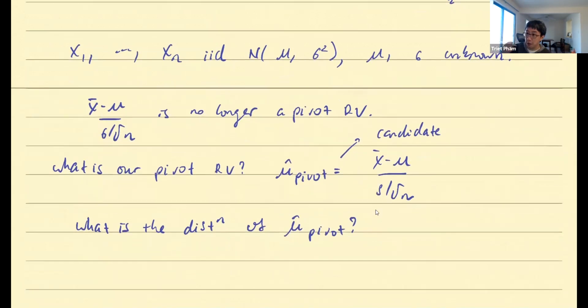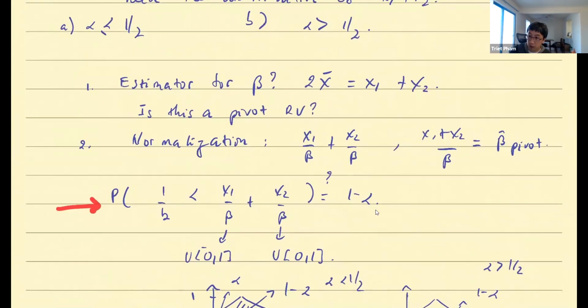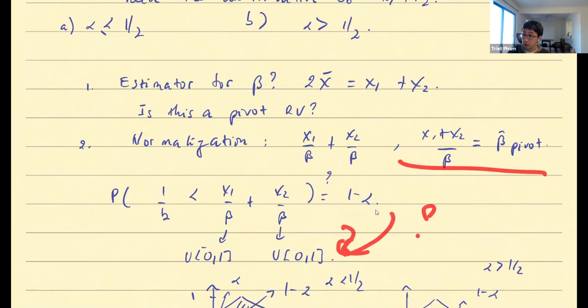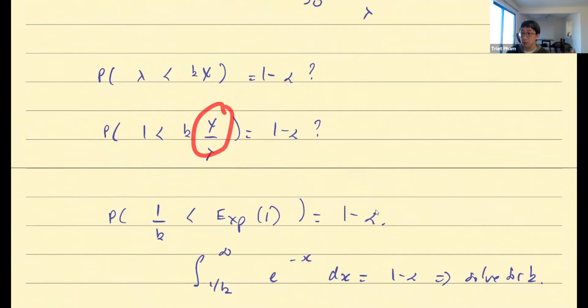In the case that you have to deal with a completely new problem, then this is also a question you have to deal with. What is the distribution of your potential pivot random variable? And by the way, this is exactly the point of this question in the book. This is your pivot. What is its distribution? That's exactly this question right here. This is your pivot. What is the distribution?